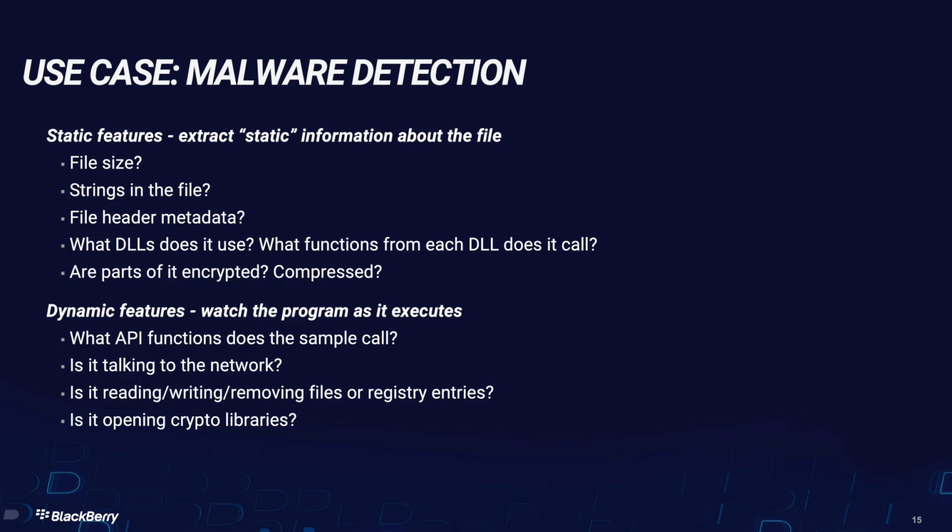Now, in malware detection, we need to look at different types of features in the actual file itself. Things like the size of the file, what strings are in the file, what metadata is there, what DLLs that file's code is going to call. What functions from each DLL does it call? Are parts of it encrypted? Are parts of it compressed, etc.? And then we also have the concept of dynamic features that watch the program after it's allowed to execute.